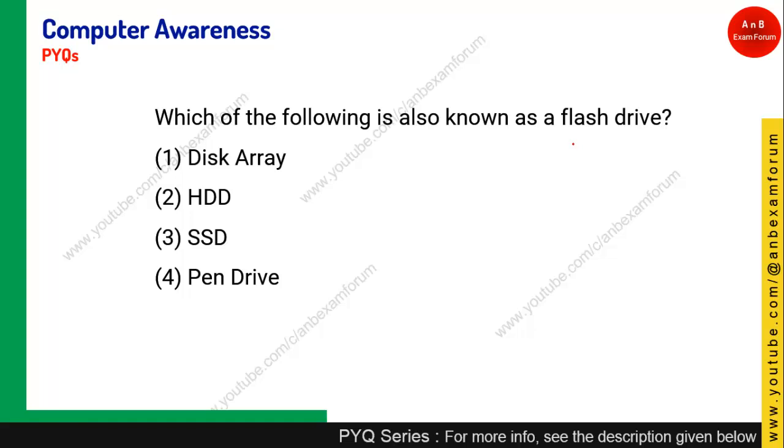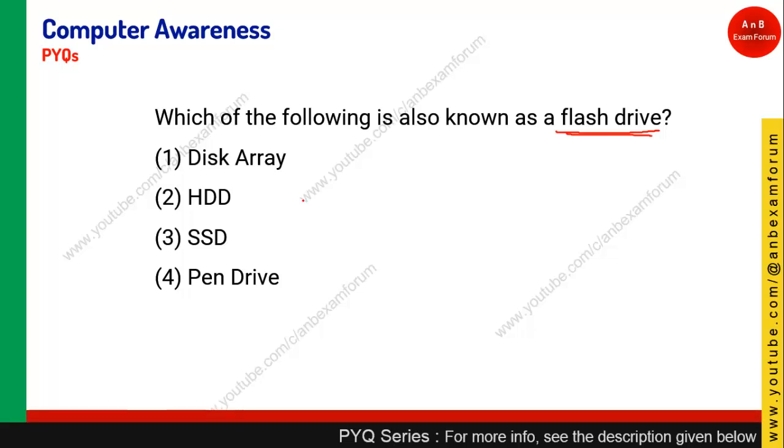Which of the following is also known as flash drive? Okay, a flash drive. Yes, these are the four options. Yes, those who have given option D, pen drive, they are right. Pen drives are also known as flash drive.